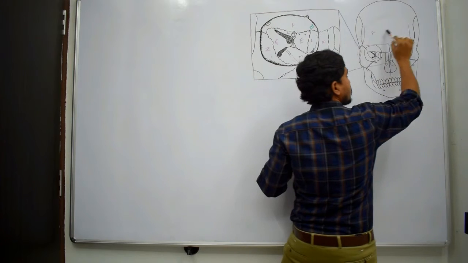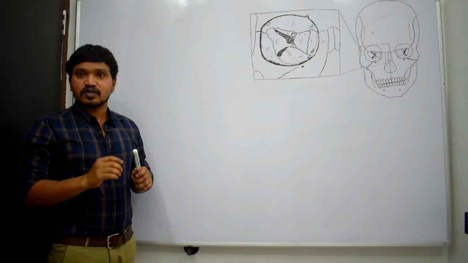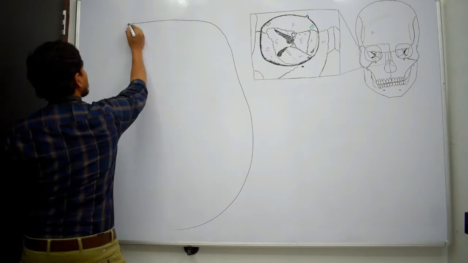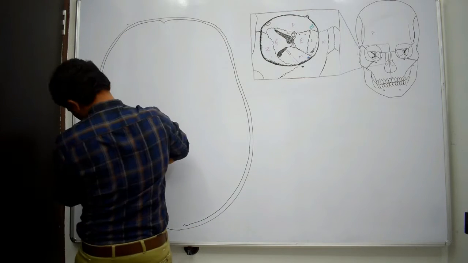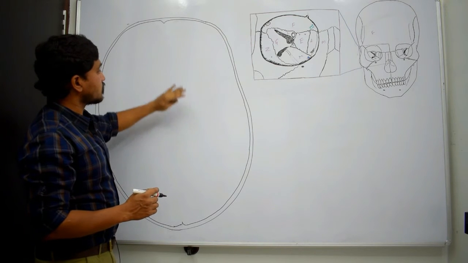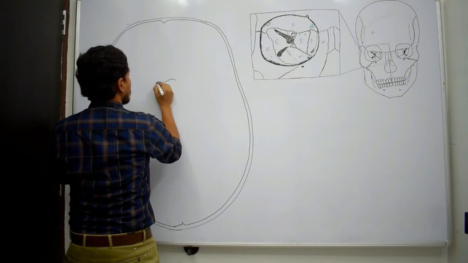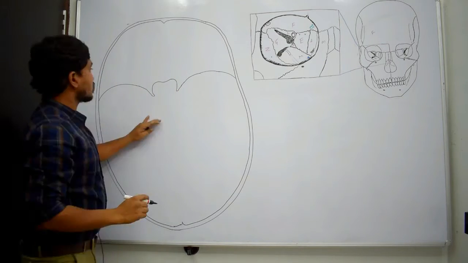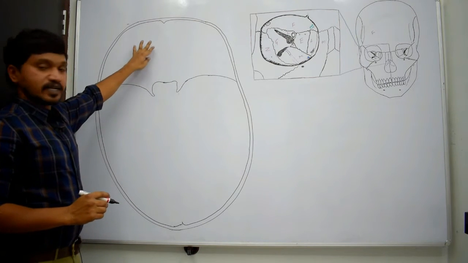I am taking the transverse section and seeing from above so that I can see the cranial cavity, right? So here I am drawing the cranial cavity. It is divided into the anterior cranial fossa, middle cranial fossa and posterior cranial fossa, right? Here this is the anterior clinoid process. So this is the anterior cranial fossa.